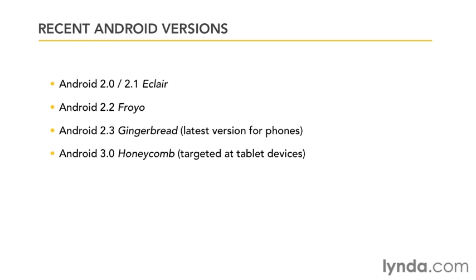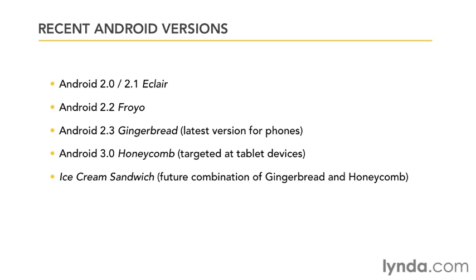Now there is Android 3.0 Honeycomb, but what's unique about this is it's geared only for tablets. Some of the new tablet devices, such as the Motorola Xoom, have this new version of Android targeted at tablets. In the future, and again, this is the latest news that we have, the next version is going to be called Ice Cream Sandwich. This is actually going to be a combination of Gingerbread and Honeycomb. So it's kind of bringing these two versions together, and it will be a unified OS version for tablets and phones. So those are the recent Android versions that are out there today.